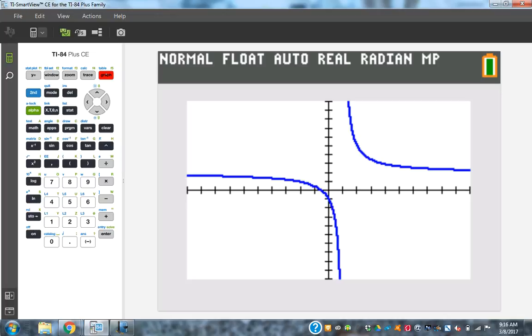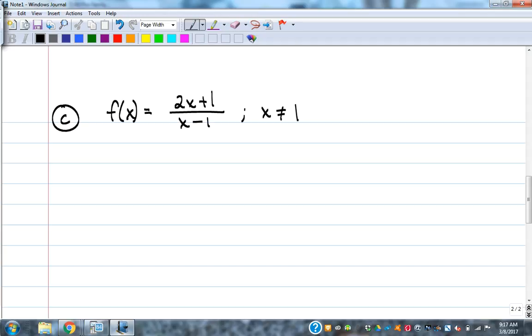And we could decide if it crossed it or not if we wanted to. There's a vertical asymptote at 1. We know that also, or should know that also. So this passes both the vertical and the horizontal line test. Okay, so that means we can find the inverse, which is fun, right?